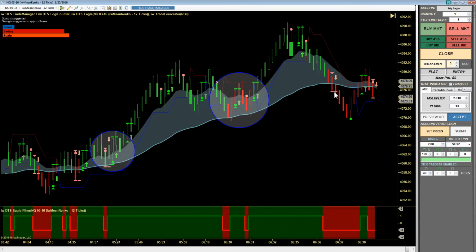We've got the signals printing against the hard edge. We've got the test of the highs and the failure. Sometimes the rule of three will only signal twice. Sometimes it will signal three times. Sometimes it will signal four times. But the all-important thing is that you've got this retest and the failure.